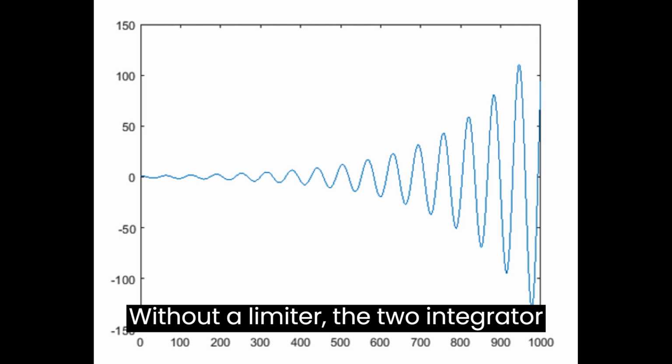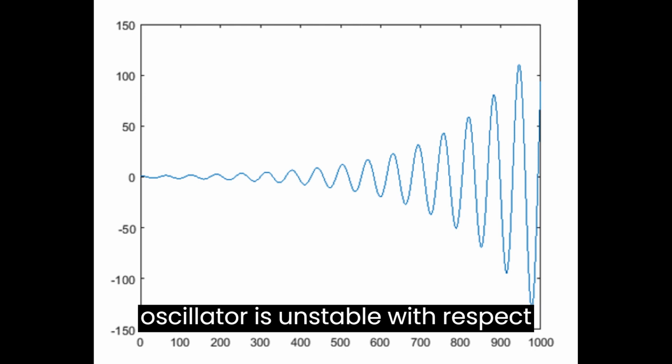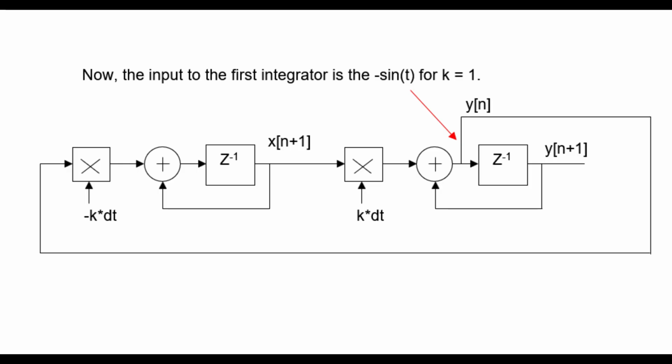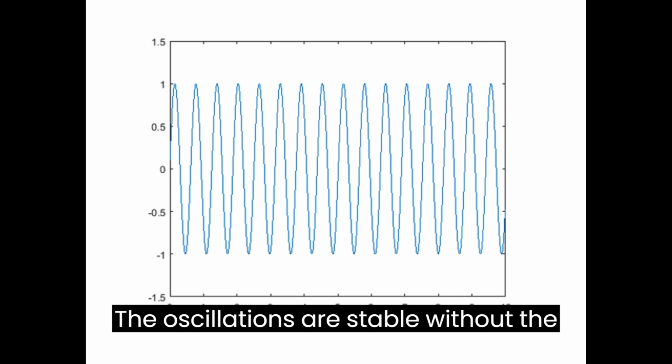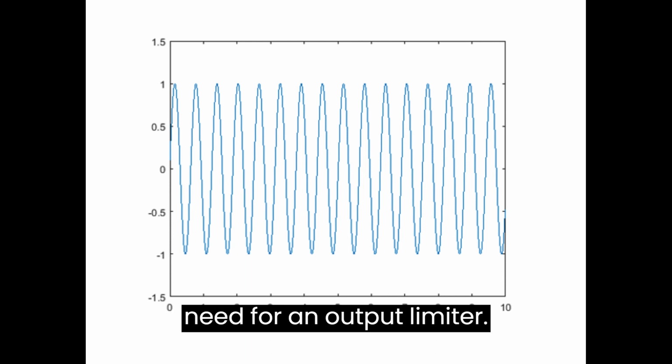Without a limiter, the two-integrator oscillator is unstable with respect to amplitude. By forward tapping into the discrete integrator, the extra term is removed. The oscillator becomes stable. The oscillations are stable without the need for an output limiter.